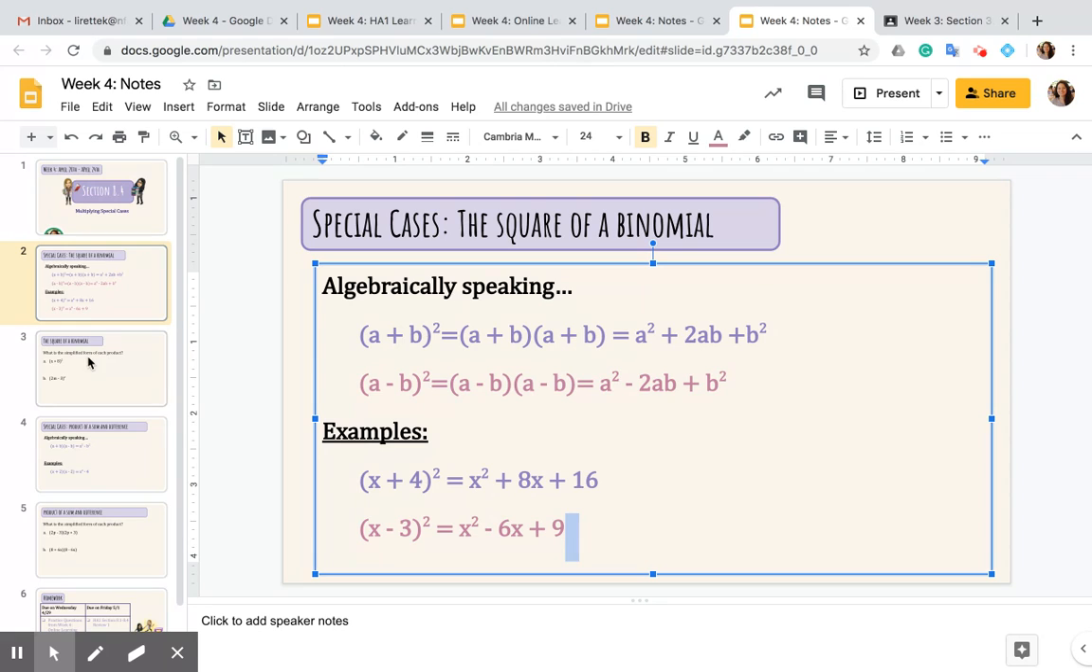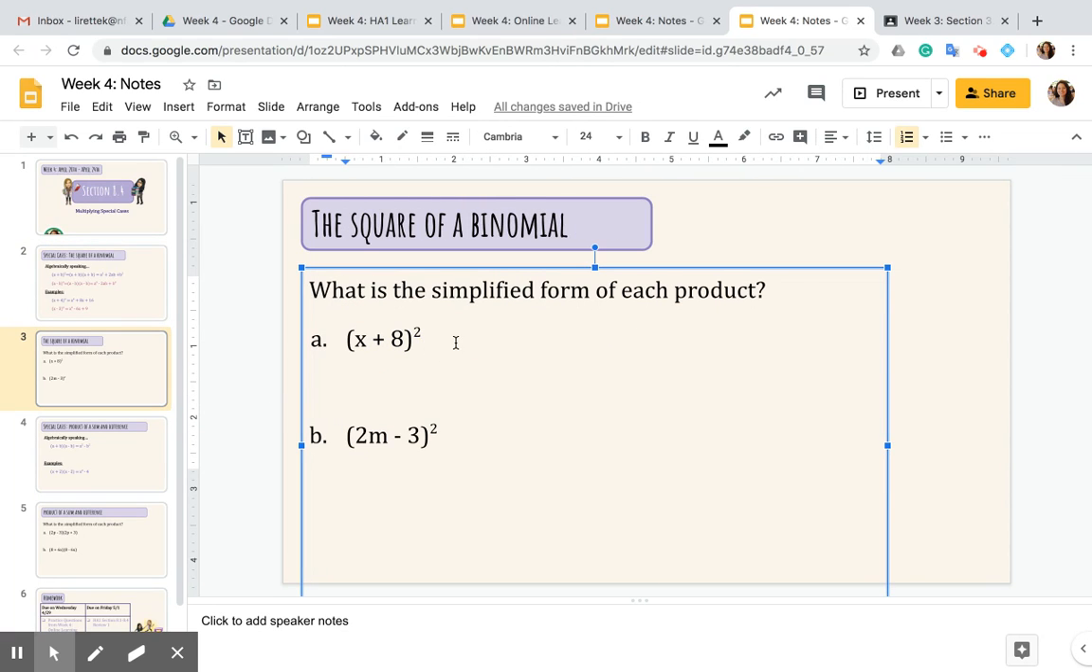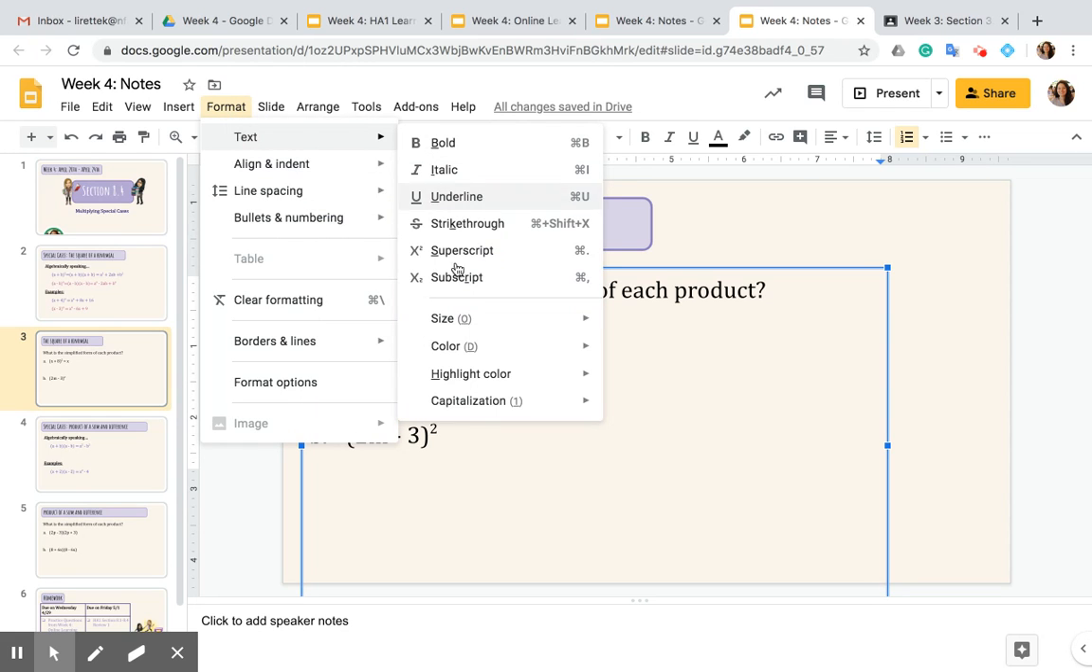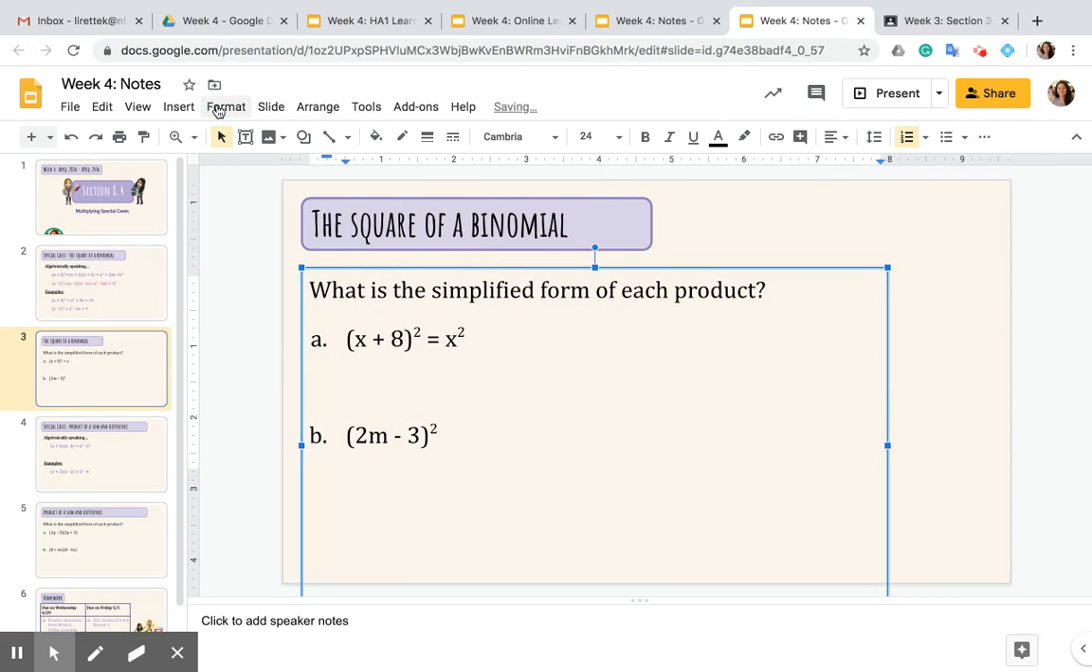Okay, so that's what we're going to do for the first couple of examples. I'm going to walk you through one here. x plus 8, the entire thing being squared. Well, the first term I get by squaring the first term. x times x is x squared. And again, to insert my exponent, I'm going to go to Format, Text, Superscript, square, and then Format, Text, Superscript again to turn it off.